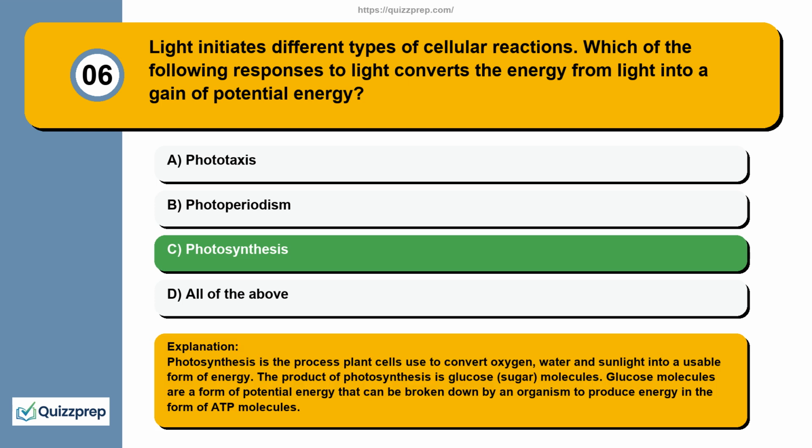Photosynthesis is the process plant cells use to convert oxygen, water, and sunlight into a usable form of energy. The product of photosynthesis is glucose, sugar, molecules. Glucose molecules are a form of potential energy that can be broken down by an organism to produce energy in the form of ADP molecules.